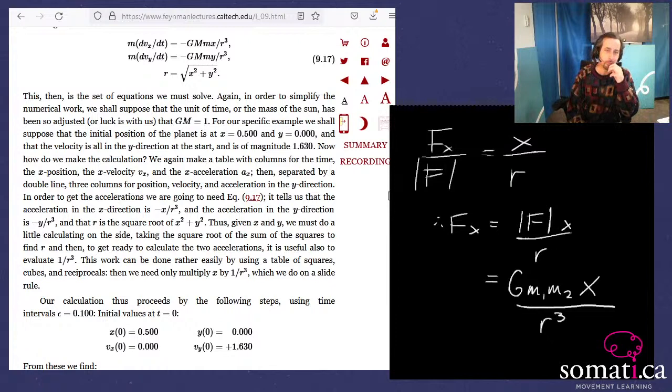Similar considerations for the y direction. We've got these three equations. To make the numerical work easier, we're setting big G and the mass of the sun equal to 1.